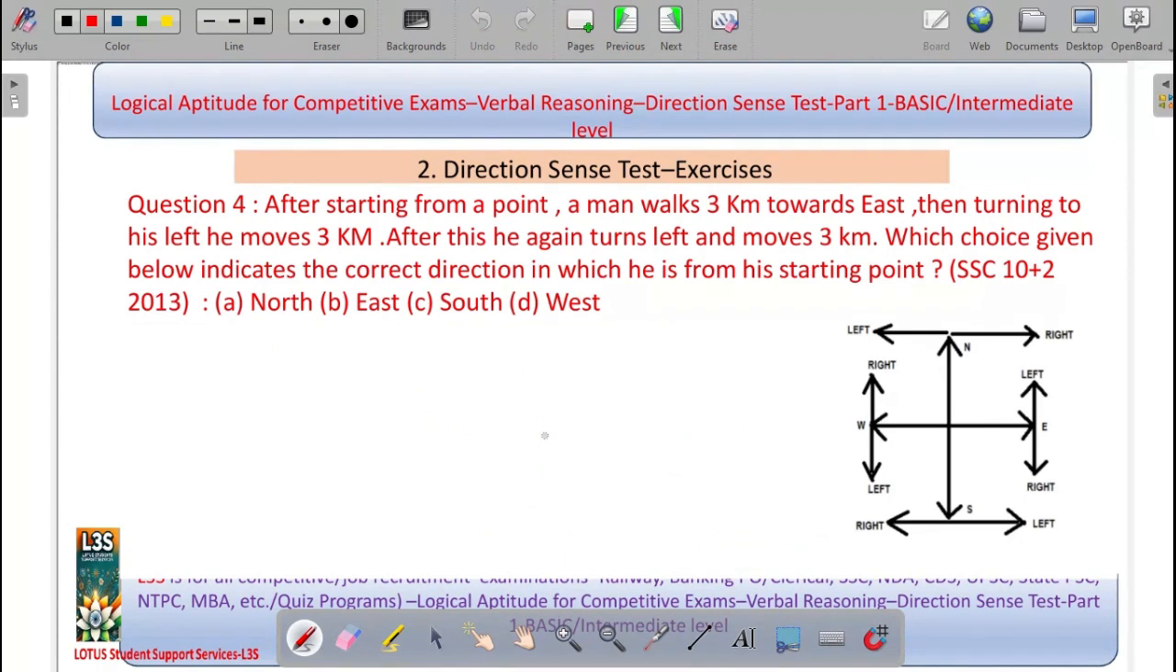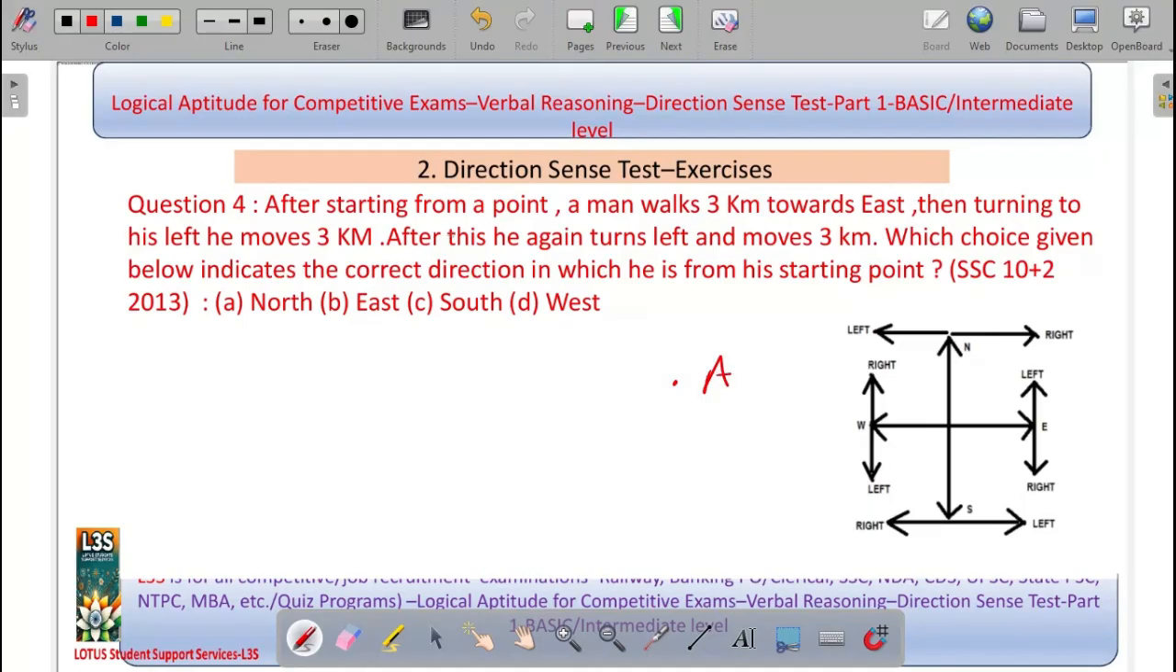Next question. After starting from a point, a man walks 3 km towards east, then turning to his left, he moves 3 km. After this, he again turns left and moves 3 km. Which choice given below indicates the correct direction in which he is from his starting point? It is very much similar to the previous one. So let's start. So this is his starting point, A.